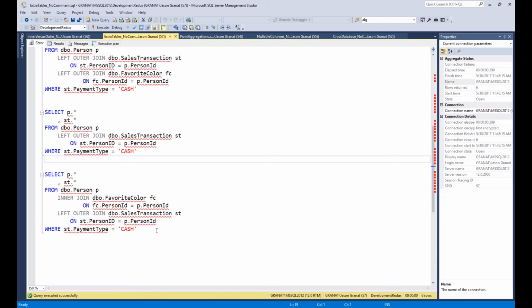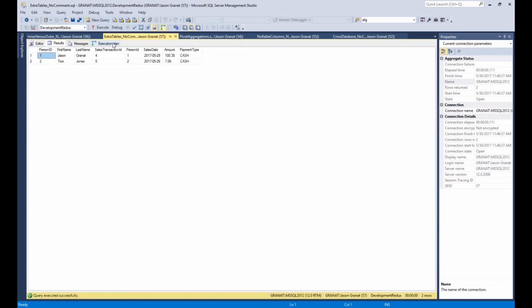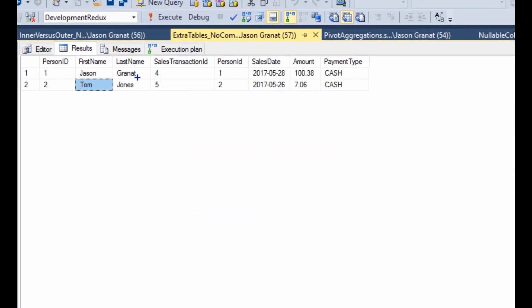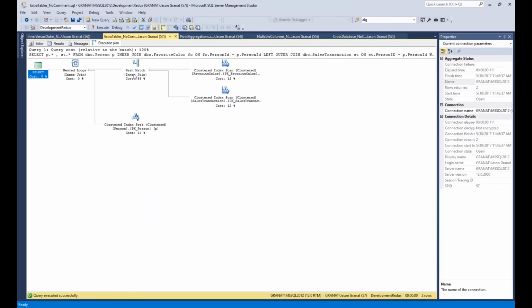And then my last example here is I was only returning records that had a favorite color. So I should only return people in here that had a favorite color and they had a cash transaction. So similarly, same thing we saw before. We've got just these two, just myself and Tom, because we're the only two people that had favorite colors set. And if I look at my execution plan, there we are.